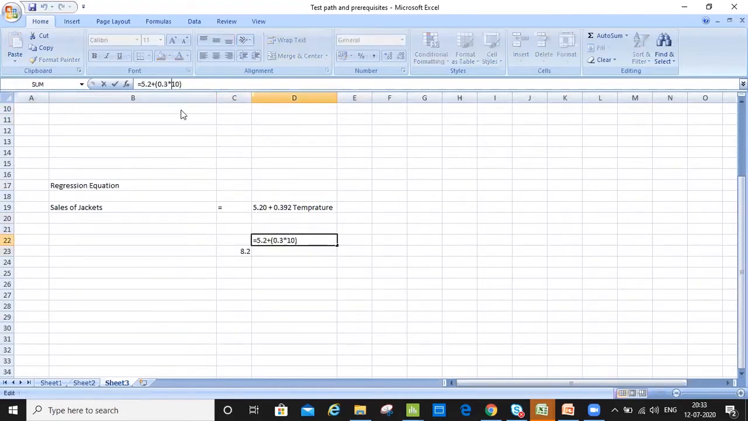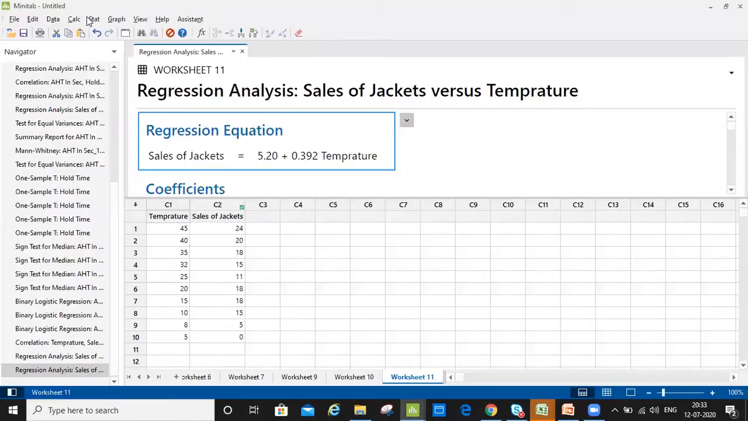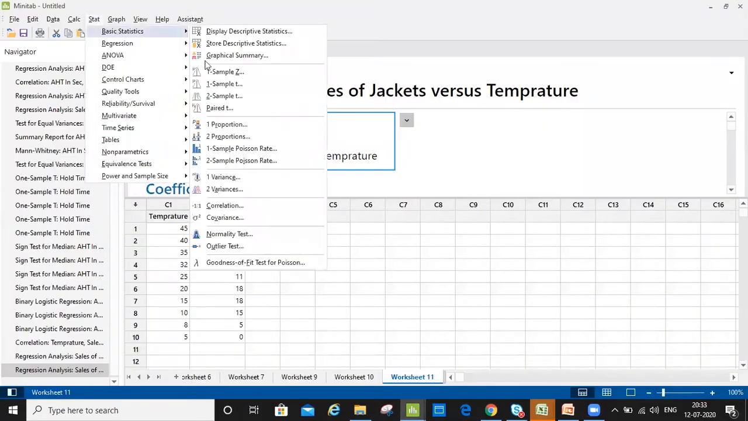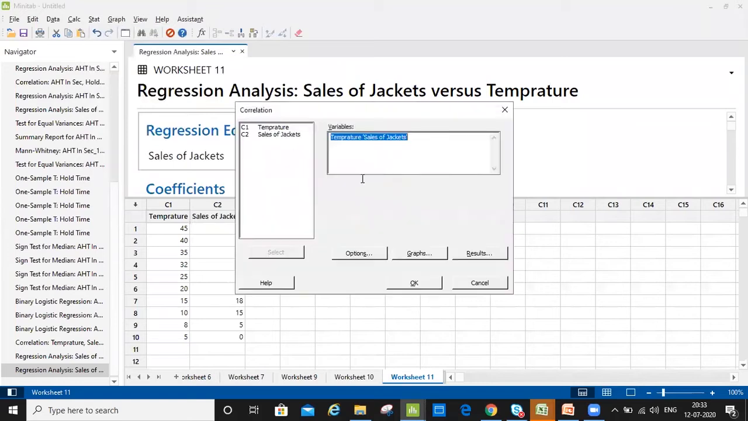This value should increase or decrease? What do you think? Decrease. It should decrease. Increase. It will increase. It has increased. Because in that case, let's do the correlation here. We haven't done the correlation. So basic stats, correlation. Because there could be a possibility it was a positive correlation. We didn't check that.